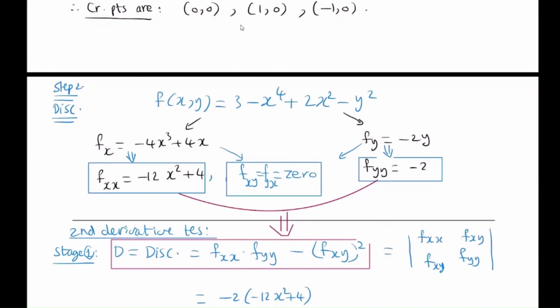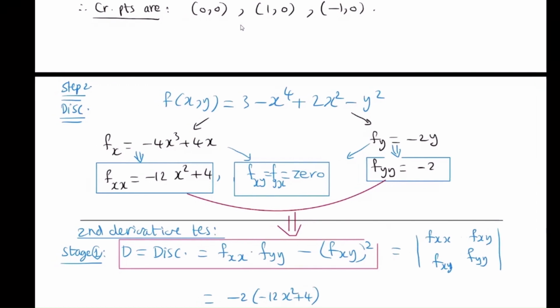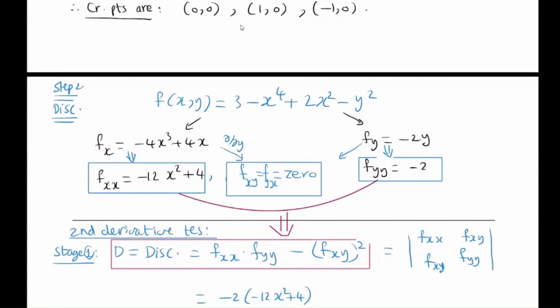What is fxy? You can find fxy in two ways: differentiate fx with respect to y, or differentiate fy with respect to x. From fx, with respect to y, there is no y, so we get 0. Fxy is 0. From fy, fyx is also 0. Got it, Hassan? Yes. Okay.